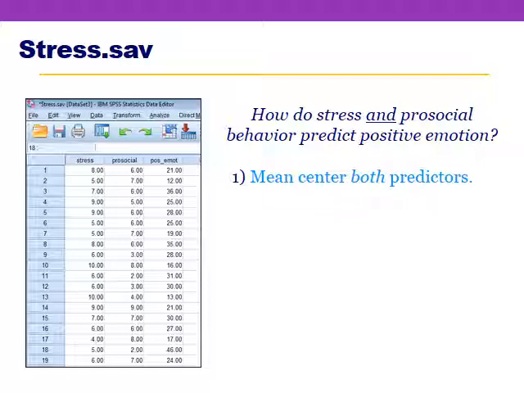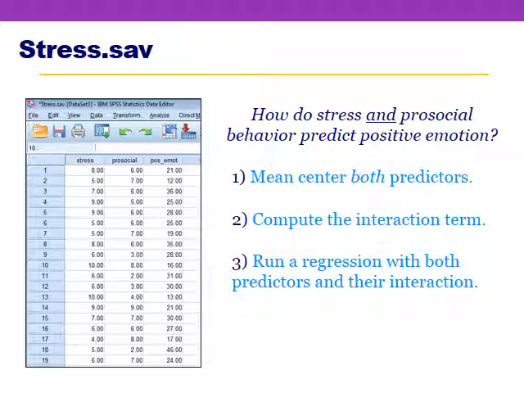So first, because both of our predictors are continuous, we now need to mean center both of them. So we're going to mean center stress and we're going to mean center prosocial behavior. Then to calculate our interaction term, all we're going to do is take those two mean-centered variables and multiply them by each other. And then just like we did last time, we're going to run a regression with both predictors and the interaction.